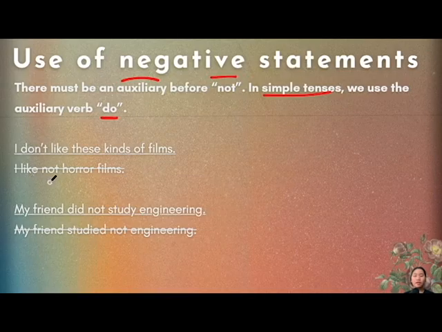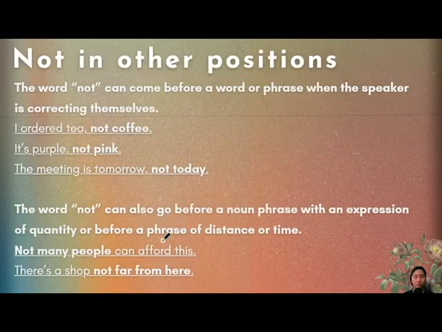I like not horror films is incorrect. As you can see, not does not fit into this kind of sentence. Therefore, we make it do with do. My friend did not study engineering. We have a past tense of do, did not. My friend studied not engineering. Without the do part, it sounds very off and it is incorrect.